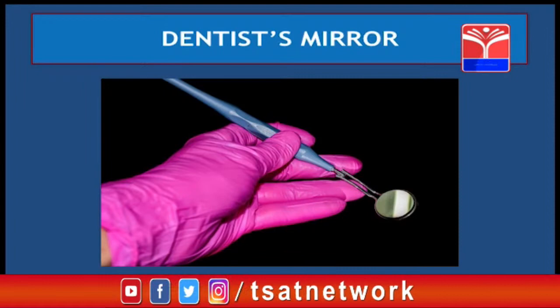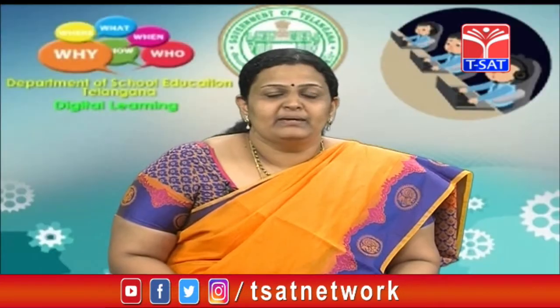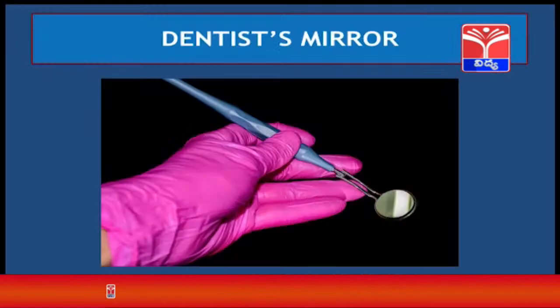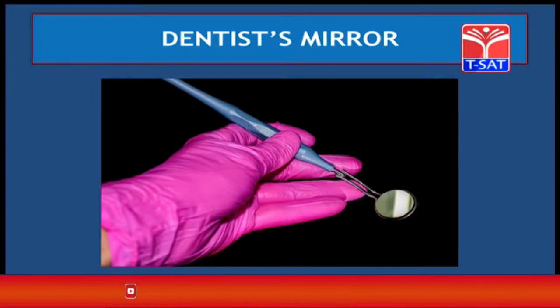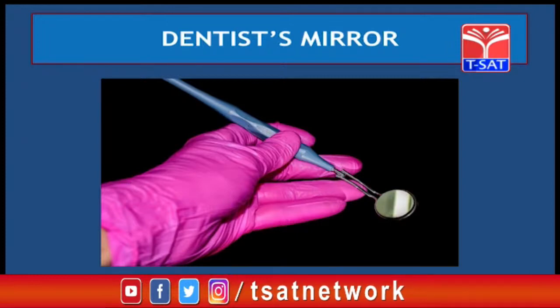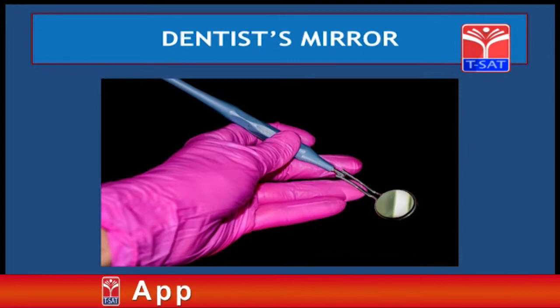So you have seen in the spoon image that if you keep it very close to the object, then you get a magnified image of the object. That means the dentist uses the concave mirror to observe your tooth decay very clearly. Okay children, so the concave mirror is used as the dentist's mirror.